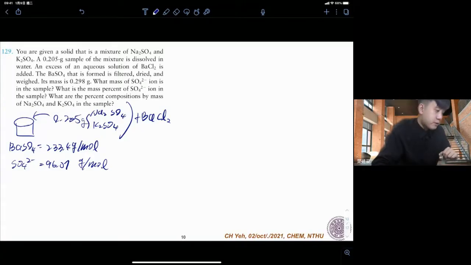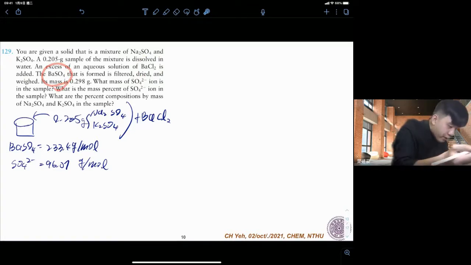Okay, let's move on to problem 129. You're given a solid that is a mixture of sodium sulfate and potassium sulfate. A 0.205 g sample of the mixture is dissolved in water, and an excess of aqueous solution of barium chloride is added. Then it forms barium sulfate.